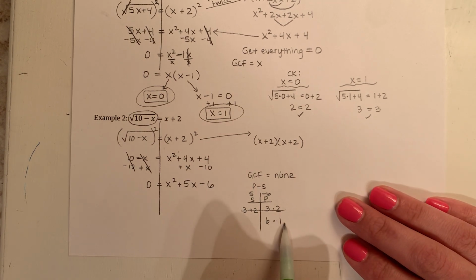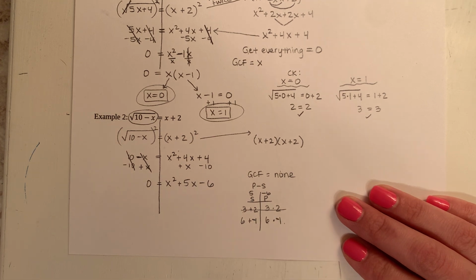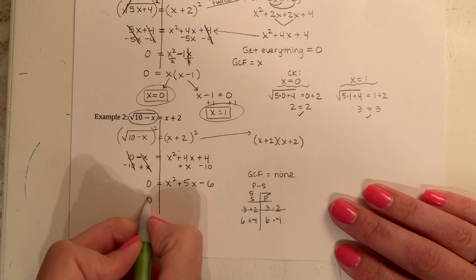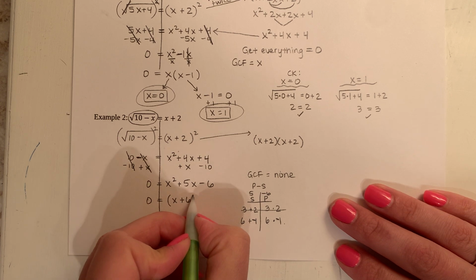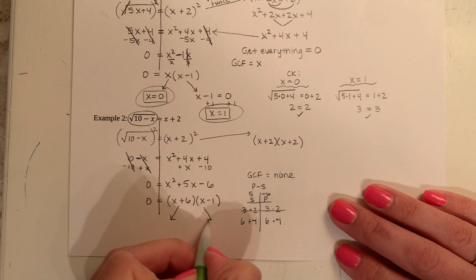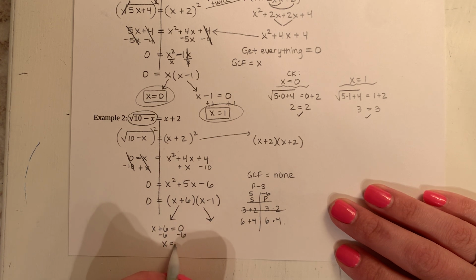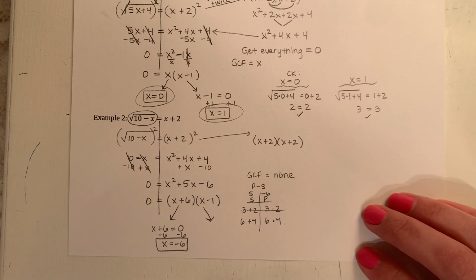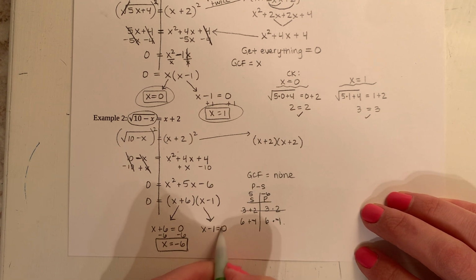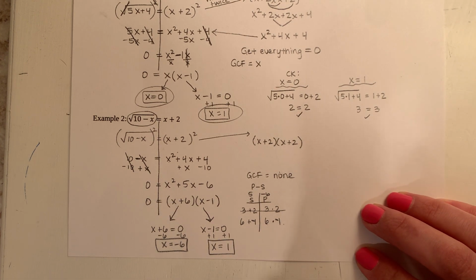In this case, I have to use 6 times 1. And in order to get the negative 6, one of them has to be negative. In order to get the 5, it's the 1 that has to be negative. So with product sum, 6 times negative 1 is my magic number. So I'm going to say x plus 6 times x minus 1. Now I branch off. x plus 6 equals 0, so subtract 6, and I get x equals negative 6. We'll check that in a minute. And then here, x minus 1 equals 0, add 1, and I get x equals 1. We'll check that now too.